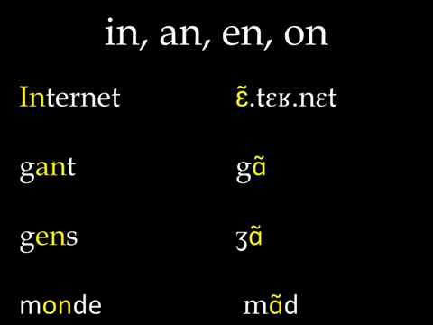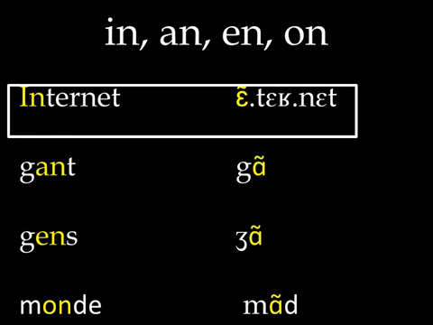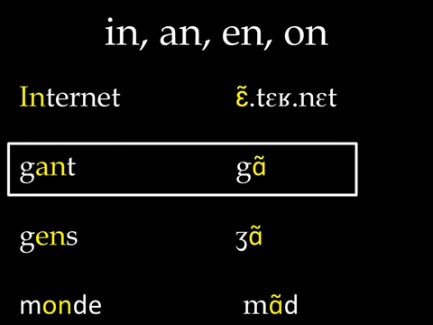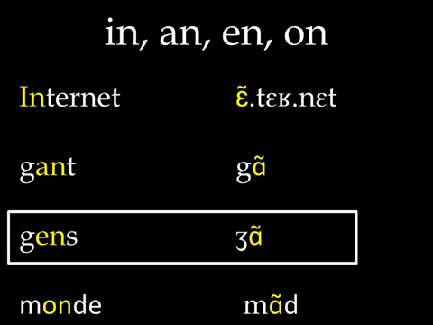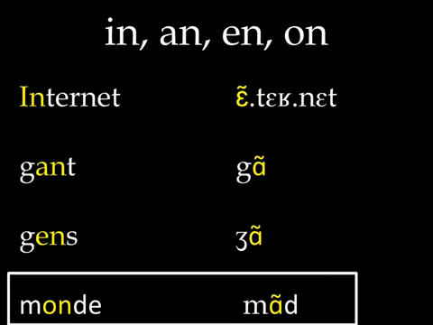Next we have vowels followed by N's. Usually a vowel sound is changed by an N. For example, in the word internet, although we have an IN, we're not saying internet. It's internet with a very nasal N. AN makes an ON sound like in gant, again very nasal. EN also makes an ON sound like in Jean. And ON becomes ON like in monde. As you can see, those final three have a similar sound.